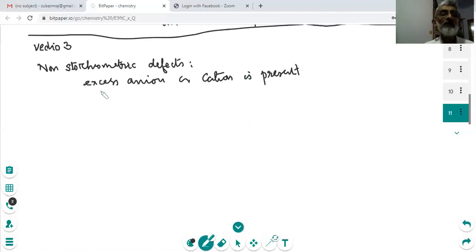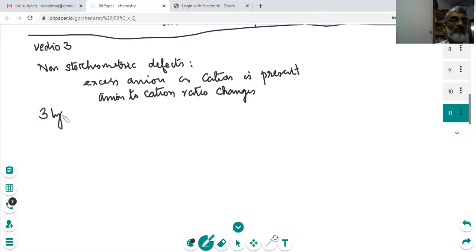So what happens is the anion to cation ratio changes. This is the characteristic of non-stoichiometric defects. Now there are three types of non-stoichiometric defects. One, metal excess defect.